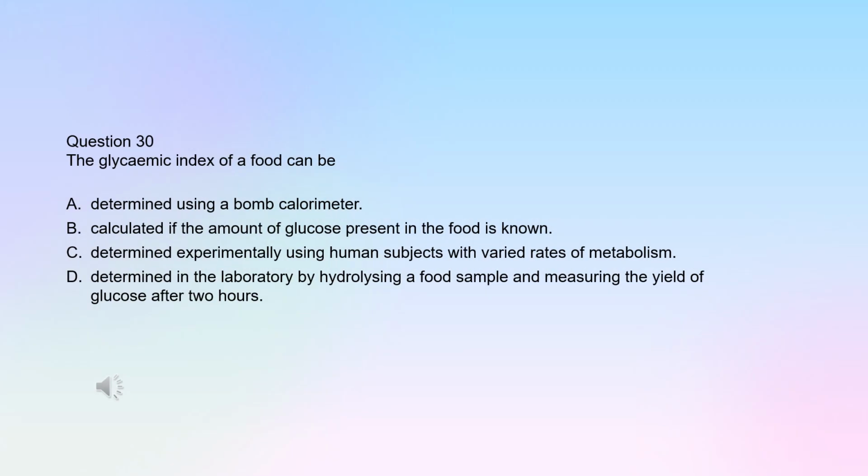The glycemic index is a means of measuring the effects of food on blood sugar levels. The GI is determined using human experiments with varied rates of metabolism. So, C is correct.